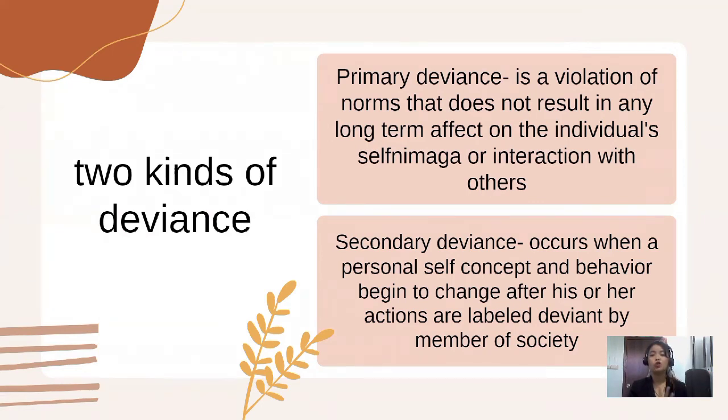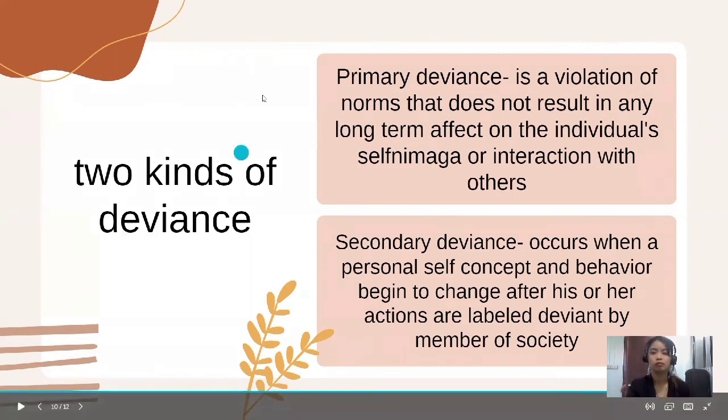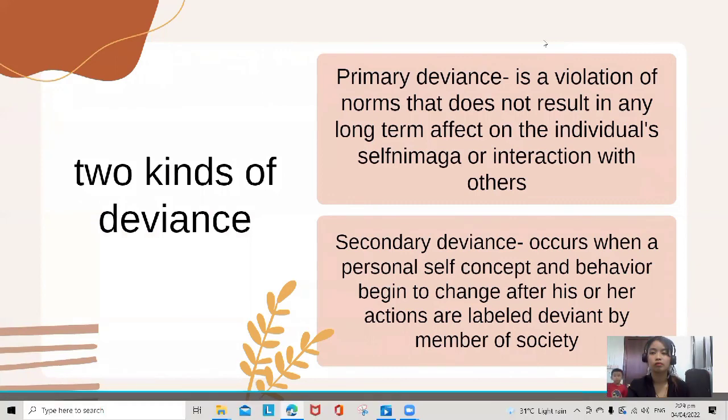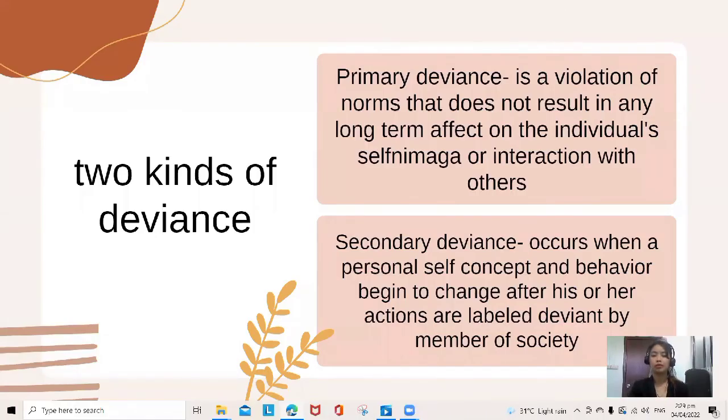Secondary deviance occurs when personal self-concept and behavior begin to change after his or her actions are labeled deviant by a member of society. Secondary deviance is a long-term effect of the violation of the rules. For example, the person continued this kind of work because he believes that this is not good for him. So those are the two kinds of deviance, primary deviance and secondary deviance.